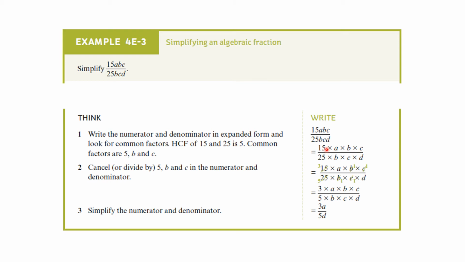Then I look at the numbers, 15 and 25. If you look at the thinking notes here, the highest common factor is 5, so we can divide both by 5, and we're left with 3 at the top and 5 at the bottom.